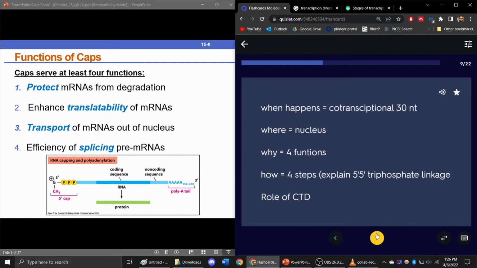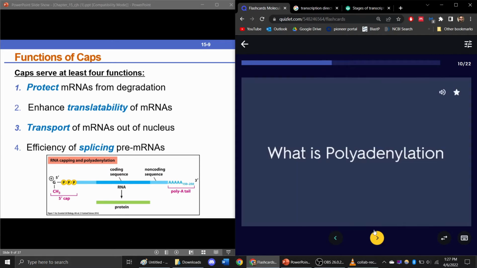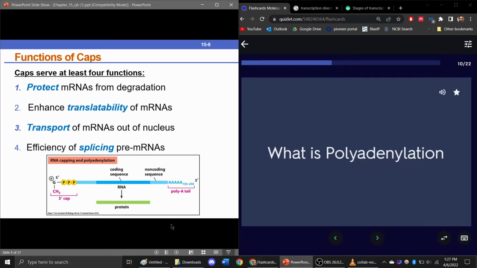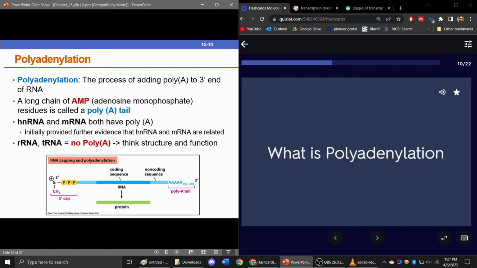So you could take pretty much everything I've said up to this point and turn it into an essay, and we've been talking for like 20 minutes. So now we've successfully beat capping to death. Now let's move on to polyadenylation.